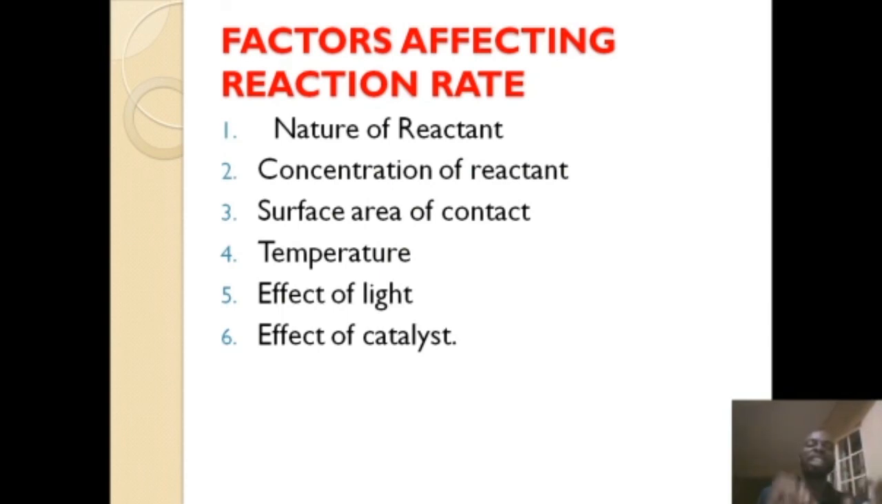Now, a catalyst alters the rate of a chemical reaction. We have two types of catalyst, the positive catalyst and the negative catalyst. Positive catalysts are those which increase the rate of a chemical reaction. And there are also negative catalysts, those which inhibit or reduce the rate of a chemical reaction. I repeat again, a positive catalyst increases the rate of a chemical reaction, while a negative catalyst reduces the rate of a chemical reaction. So whichever one it is, it alters the rate of a chemical reaction. So a catalyst affects the rate of a chemical reaction.